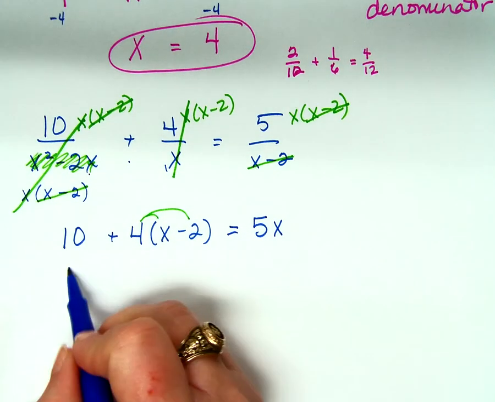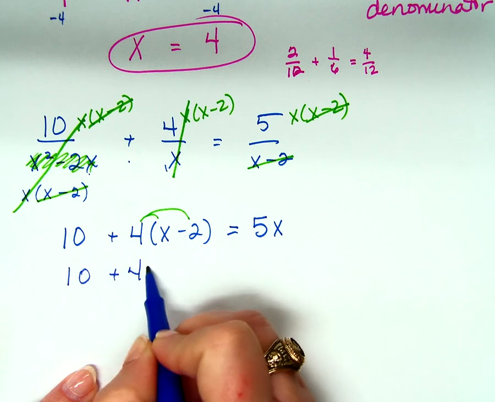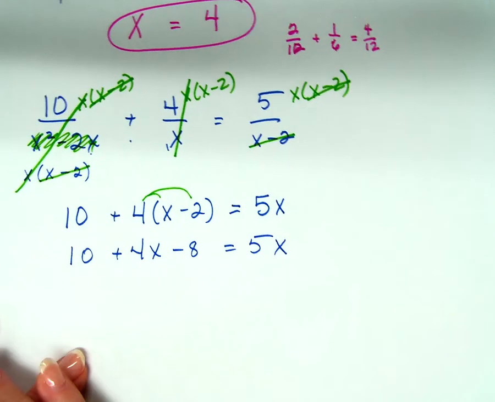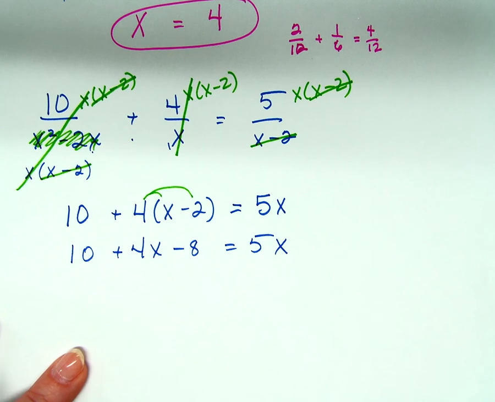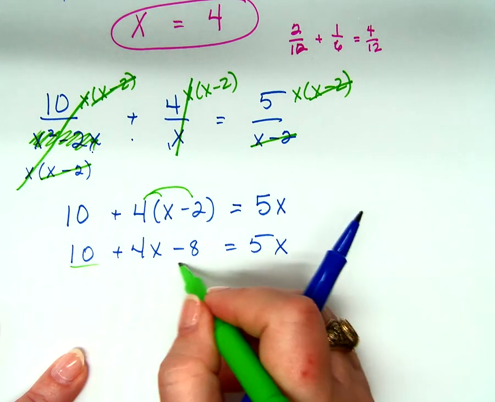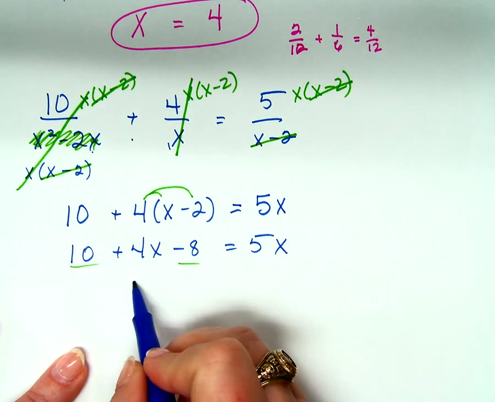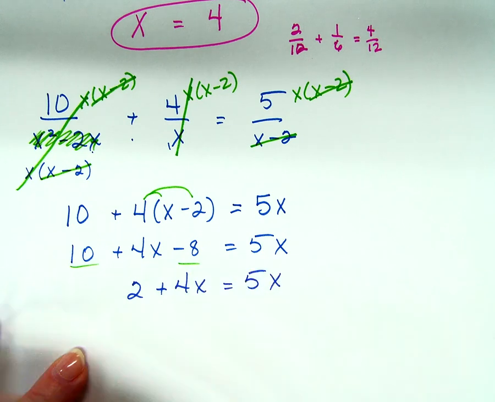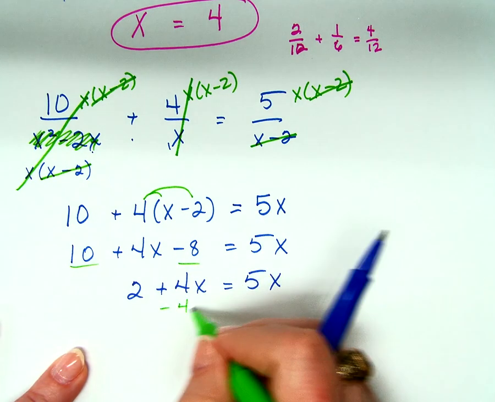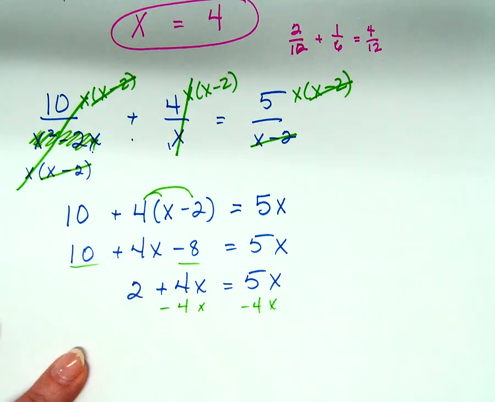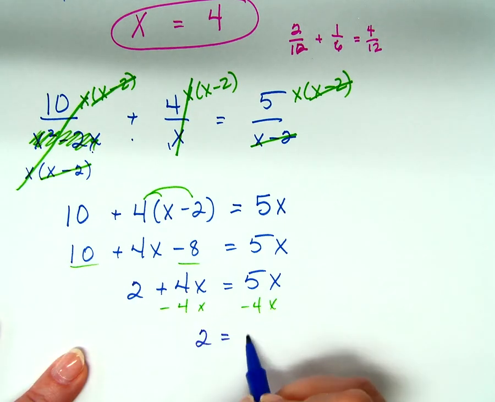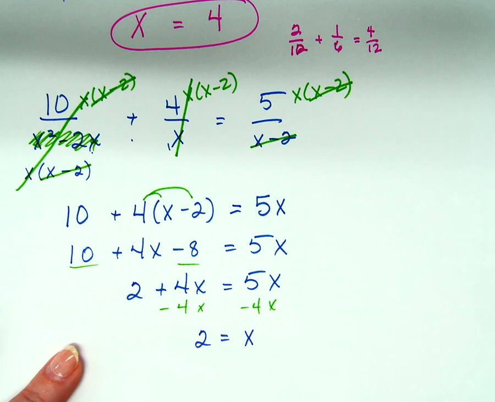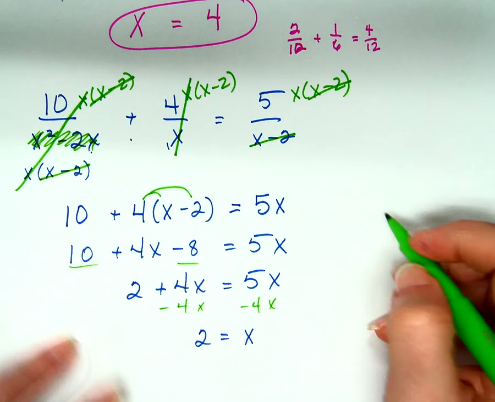Distribute, okay? So 10 plus 4x minus 8 equals 5x. So 10 and negative 8, 2. 2 plus 4x equals 5x. Subtract 4x from both sides. 2 equals x. Is it right? We should check.